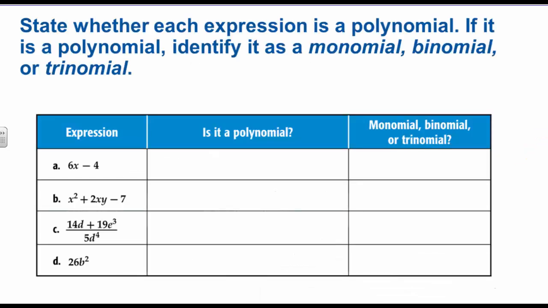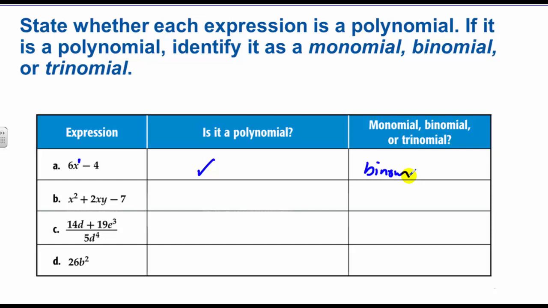So now we're going to identify some of these things. We want to take a look at all the powers in each monomial term. In this first problem, I have a variable with an unwritten power of 1, and therefore, yes, this is a polynomial term. And is it a monomial, binomial, or trinomial? There are two monomial terms in this, so this is a binomial.